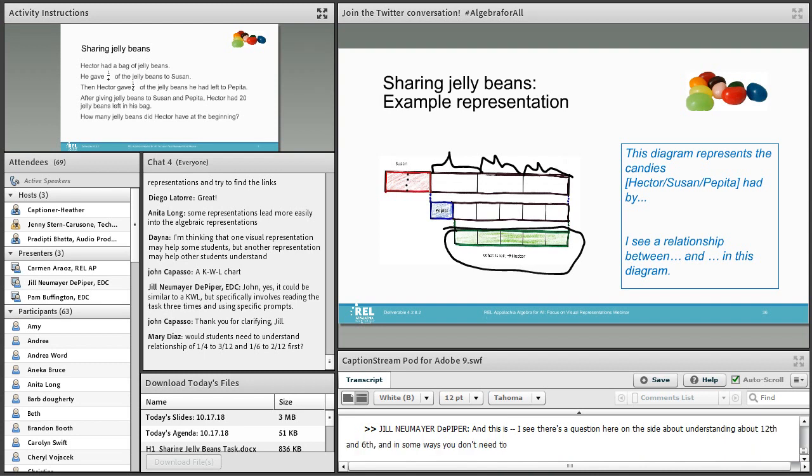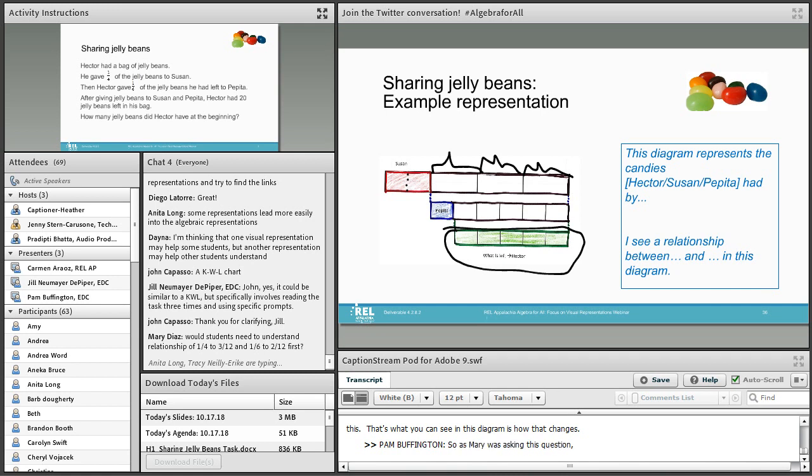And in some ways, you don't need to understand those equivalent fractions of fourths and sixths to do this. I think the key part of understanding this is that Hector is giving away a fourth to Susan of what he has, and then a sixth of what he has left. So the whole changes. That seems to be a key piece of this.